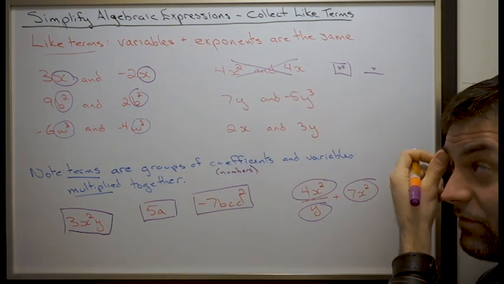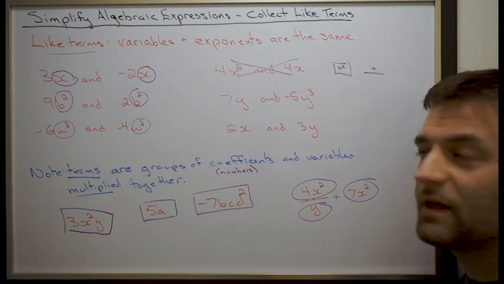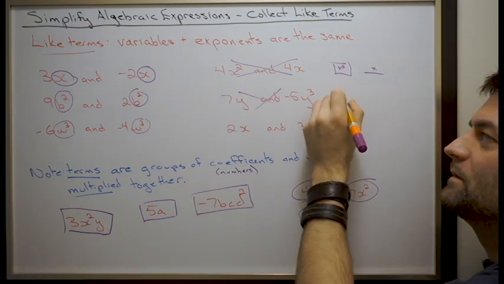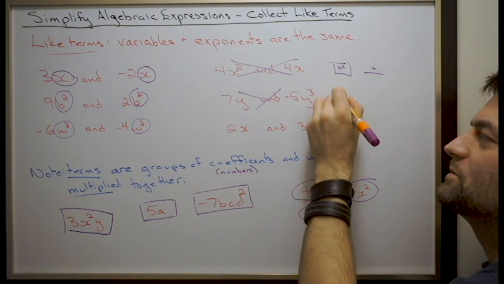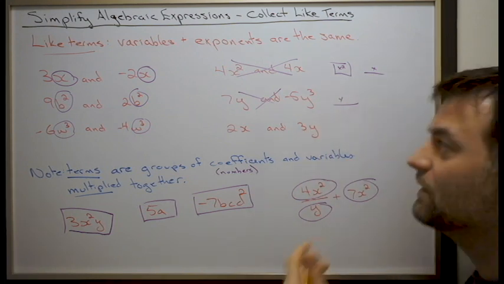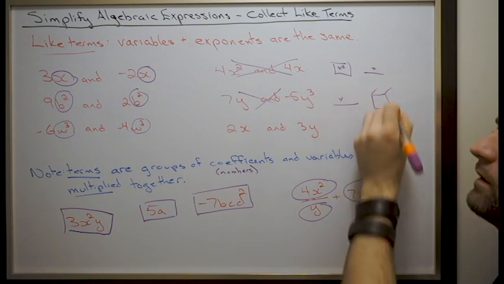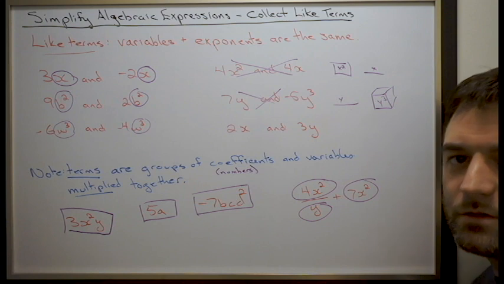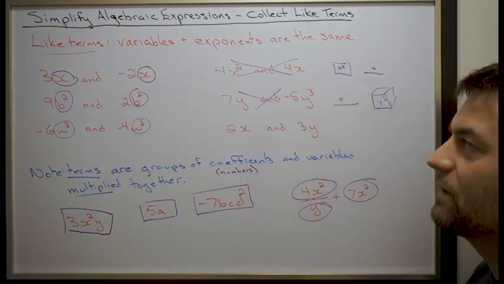In the case of 7y and negative 5y cubed, again, the exponents are different. So these are not the same. 7y, the y would just be considered a straight line, where y cubed would actually be a cube. So they're different things, they're not the same. If you have a visualization, they look different.